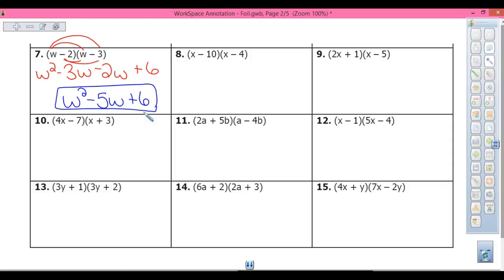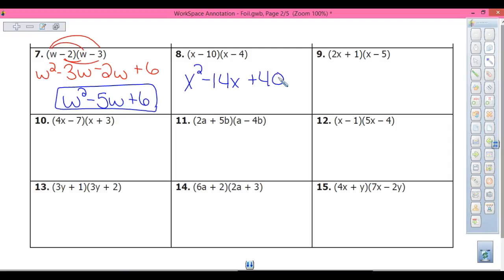Questions? All right, everybody do the next one. Okay, looks really good. We end up with x squared minus 14x plus 40. Good stuff, right? All right, let's look at number 11.